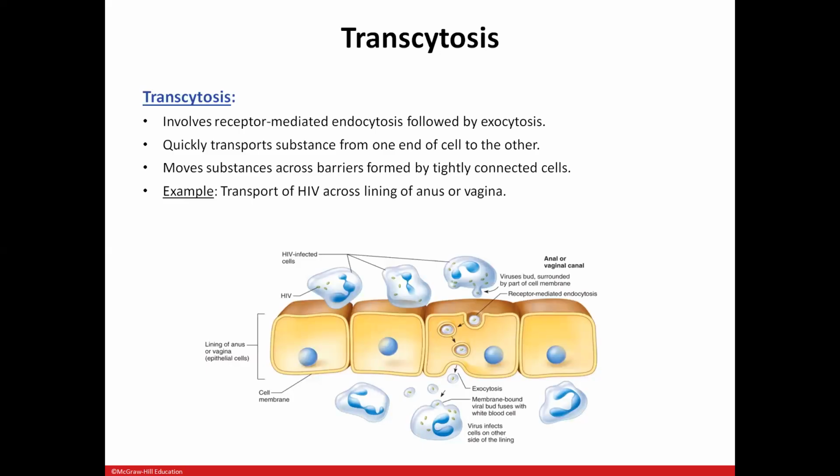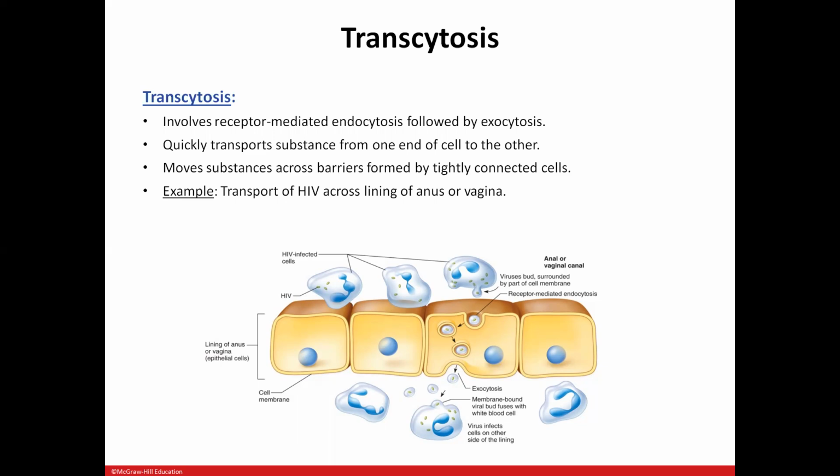So what happens is it quickly transports a substance from one cell to the other. And this is actually what happens when you think about the HIV virus. So what you can see here is that you have these HIV infected cells, and they are either going to be, in this circumstance, we're looking at the anal or vaginal canal. They're going to bud and they go through this receptor mediated endocytosis. So their substance is going to bind to that receptor and it engulfs it in. Now what's going to happen is it moves across this membrane and then it undergoes exocytosis to leave.